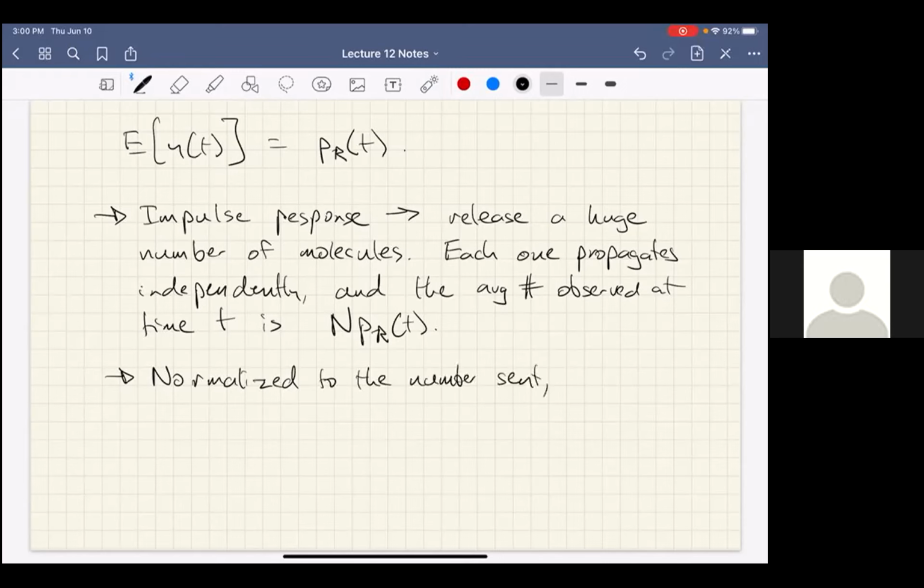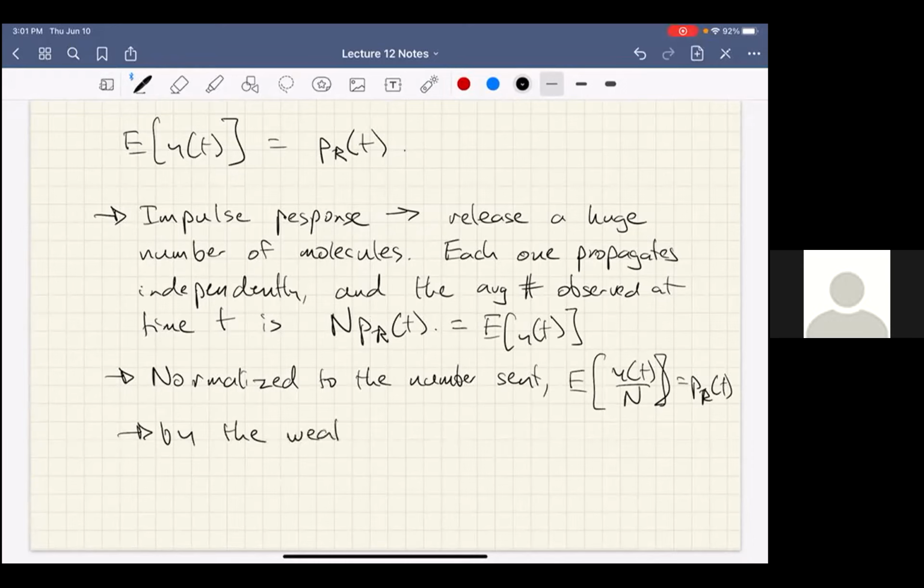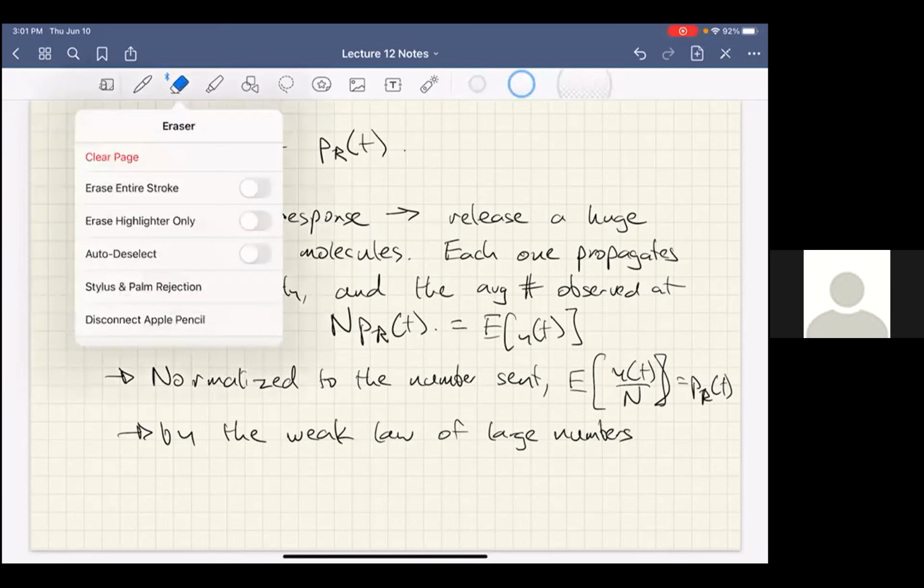basically this is equal to the expected value of Y of t divided by n. N is just deterministic here. That is PR of t. And by the law of large numbers, actually, I don't even need the weak law of large numbers. Let me back up here.